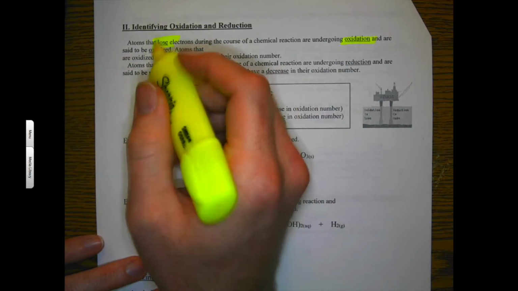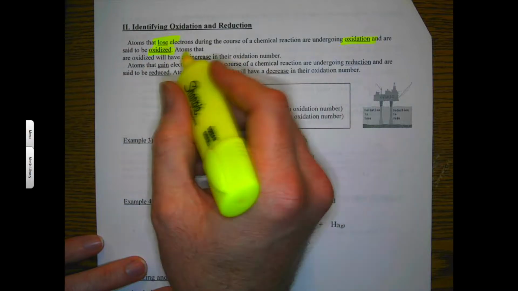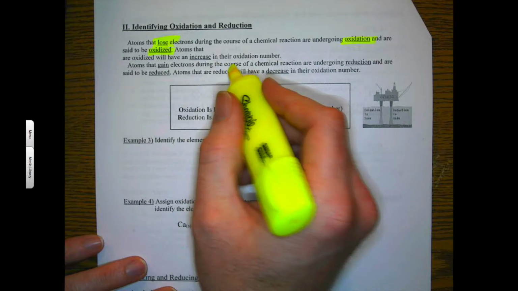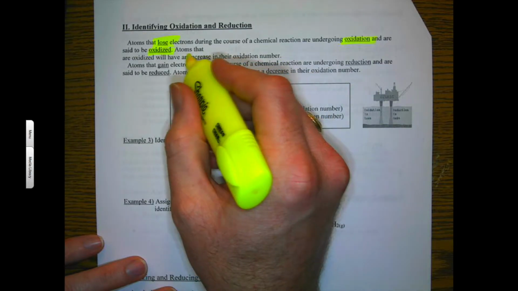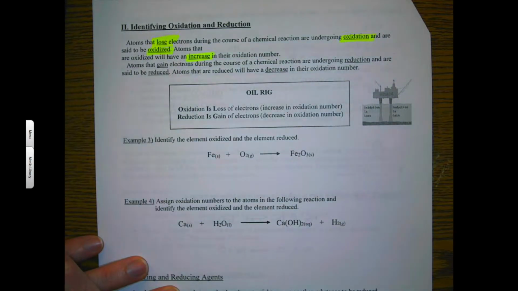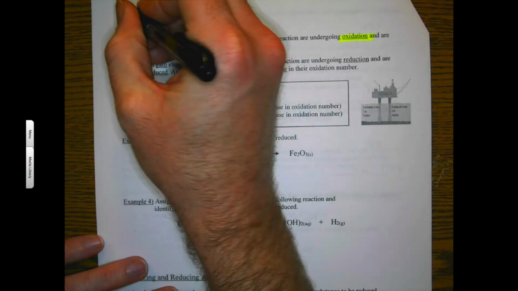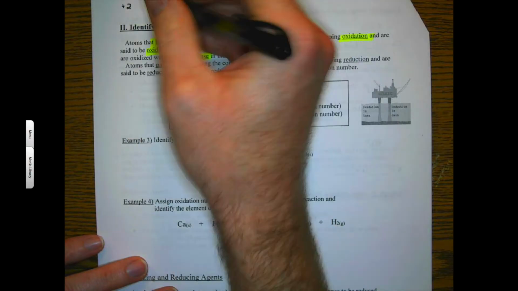So that means that they are oxidized. Atoms that are oxidized have an increase in their oxidation number. Interesting. That means that the number goes up. So let's say it goes up from +1 to +2. That's an oxidation.